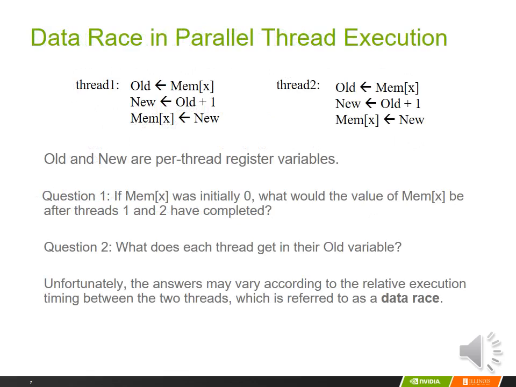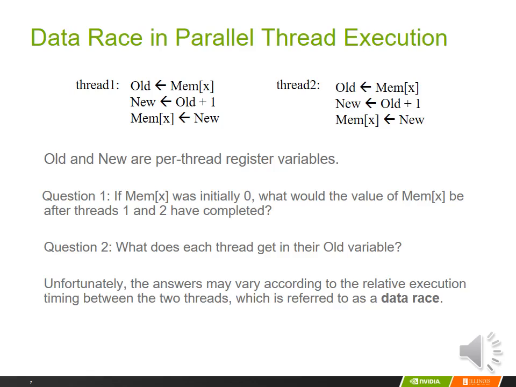Now we're ready to study the root cause of bad outcomes in all the previous examples. Here we present a simple representative example where two threads both attempt to perform a read, modify, write operation on the same memory location X. We assume that old and new are per thread register variables. So thread 1 will have its own version of old and new, and thread 2 will also have its own version of old and new.